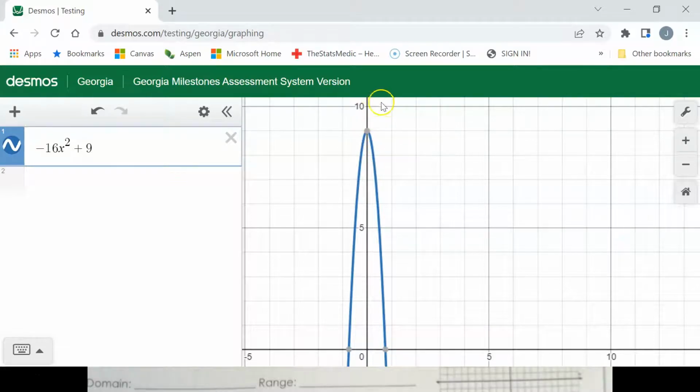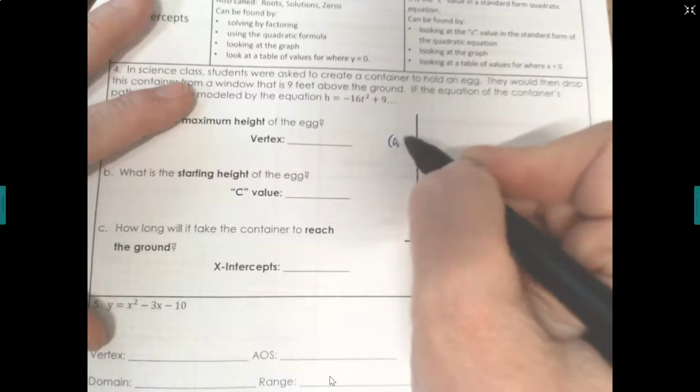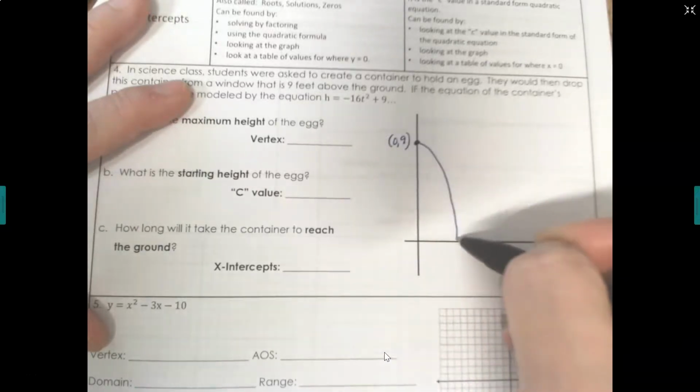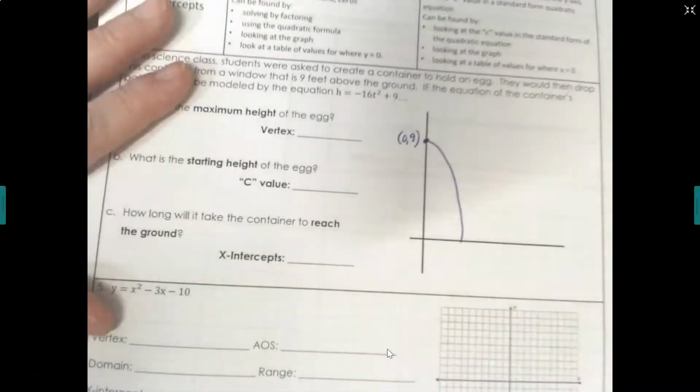They're not actually throwing the container up and then having it come down. They're just holding it out and dropping it. So you'll see it doesn't go up. Our vertex is actually here at (0, 9). We don't have a grid here, but I'm going to label this point (0, 9). And from there, it just fell straight down until it hit the ground. We're staying in the first quadrant here because this is a real world problem.